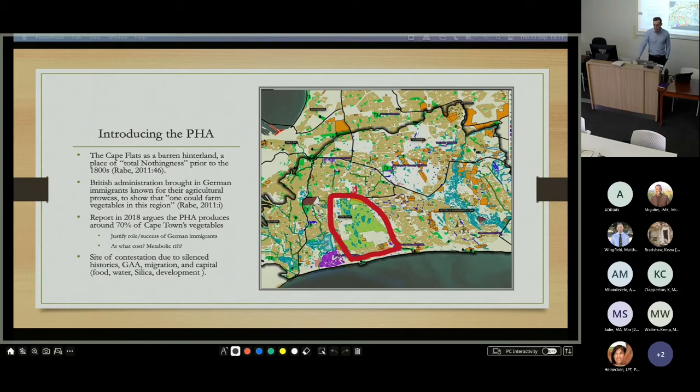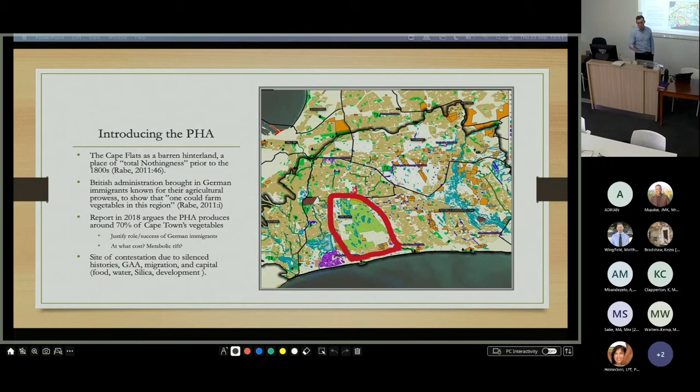And also we need to ask someone to basically do that. There's also the Group Areas Act, and I'll touch on this later. That's a very important part. Migration, national migration. A lot of people moving from the Eastern Cape, etc., moving to that area. And capital, food, water, silica, and development.